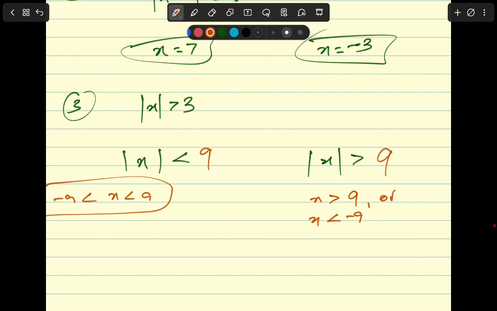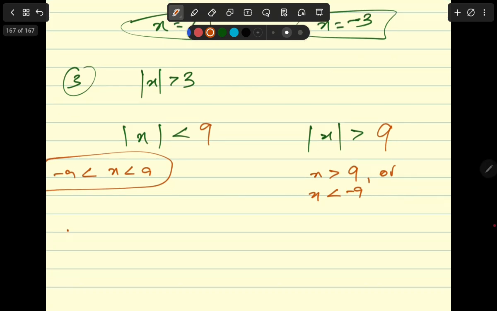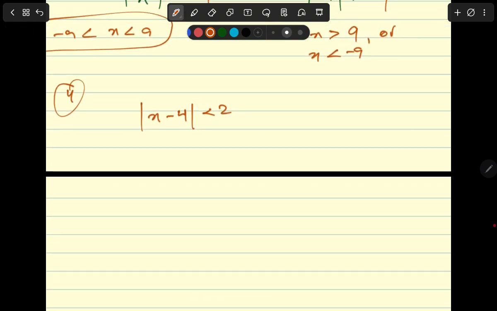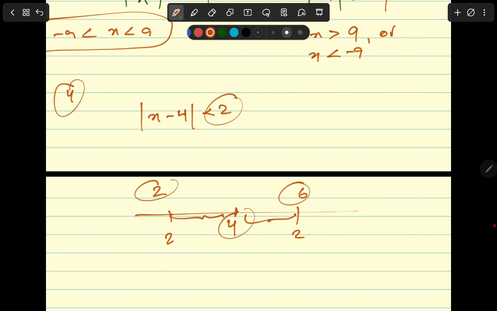Now, trap number 4, or the fourth mistake that students usually make, is probably the biggest one: students try to do everything algebraically, and then they get confused. So if I have modulus of x minus 4, let's say, is less than 2, let me start a new page, then instead of guessing, draw 2, 4, 6. Why? Because 4 is right in the middle, 2 is the distance from here, and 2 is the distance from here. So we will have a 2 here and a 6 here. So 2, 4, 6.